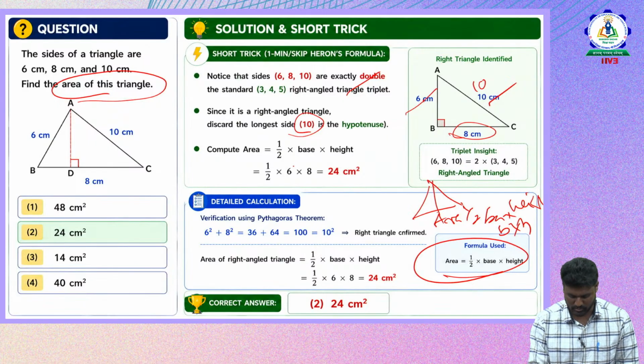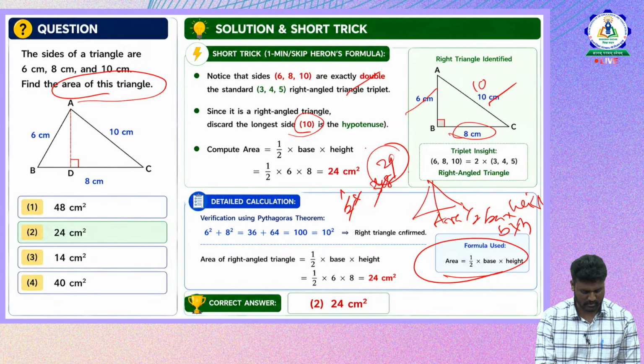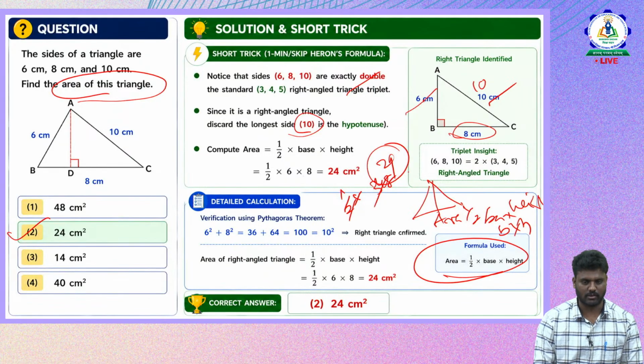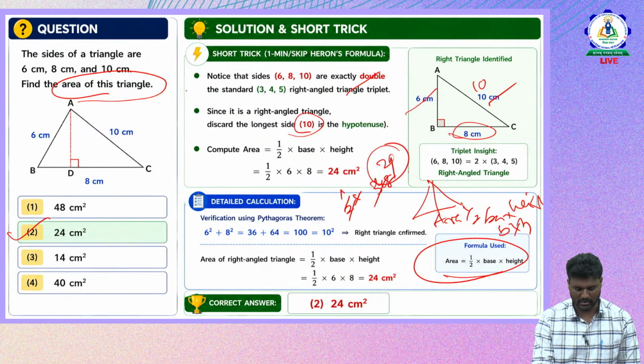Half, with base equal to 6 and height equal to 8. Half into how much will it become? 8 sixes are 48. If you cancel 48 with the 2, 2 ones are 2, 2 twenty-fours are 48, so the answer will become 24 centimeters square. What is the option here? Option 2 is the correct answer, 24 centimeters square. So if you remember the Pythagorean triplets, we can directly solve like this.